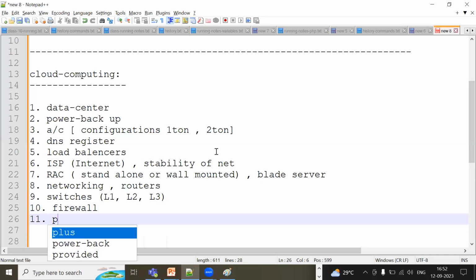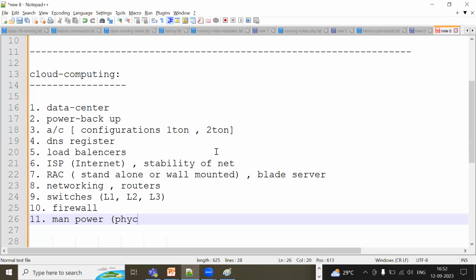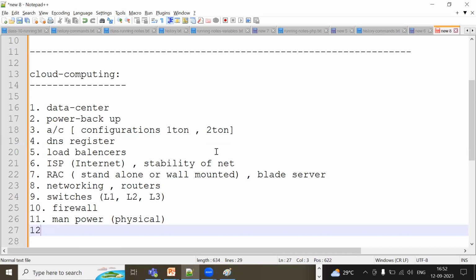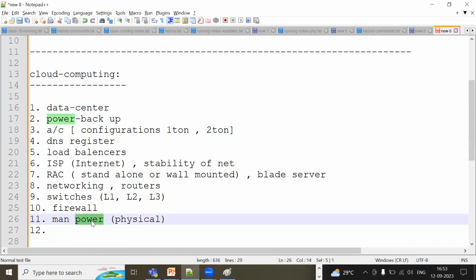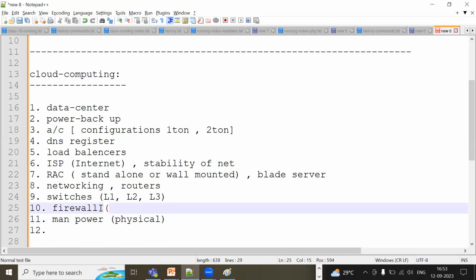You will have physical manpower. I mean you need to check all the things physically: whether all the servers are running or not, whether the power is getting pulled or not, or if any rat is going inside and cutting any wire. So physical manpower is needed to check all the servers, the day to day maintenance activity. And the firewall, you need to set up hardware firewalls to prevent all of your DDoS attacks.